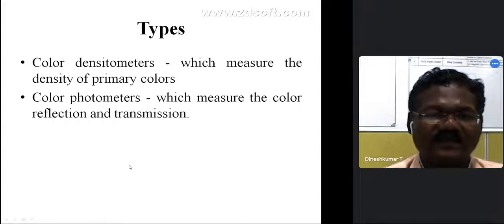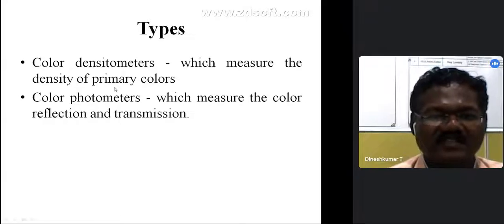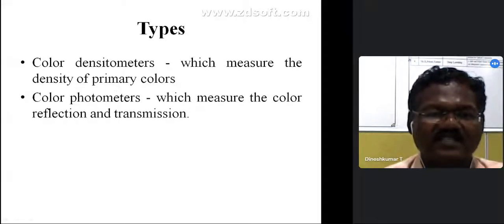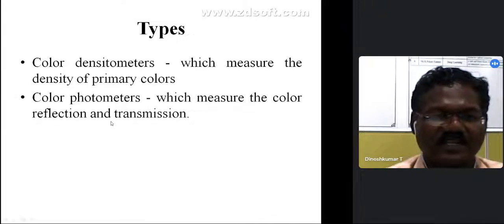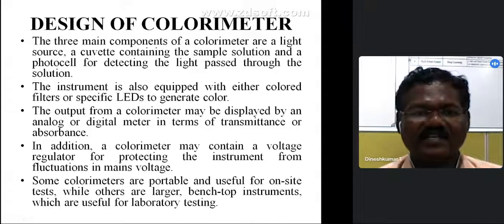Types of colorimeter. Color densitometer is used to measure the density of primary colors, meaning the important or first type of colors. Second one is color photometer, which measures color reflection and transmission. So there are only two types of colorimeter: one is color densitometer and another one is color photometer. Color densitometer is used to measure the density of primary colors, and color photometer is used to measure the reflection and transmission level of the color. Okay. The design of colorimeter.